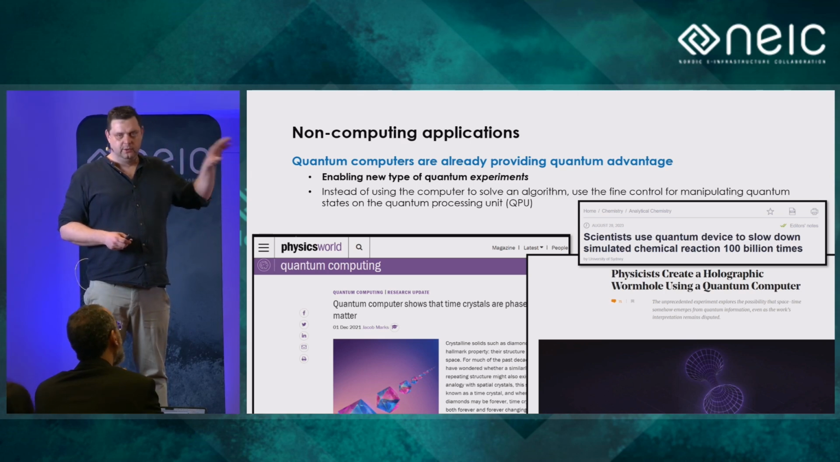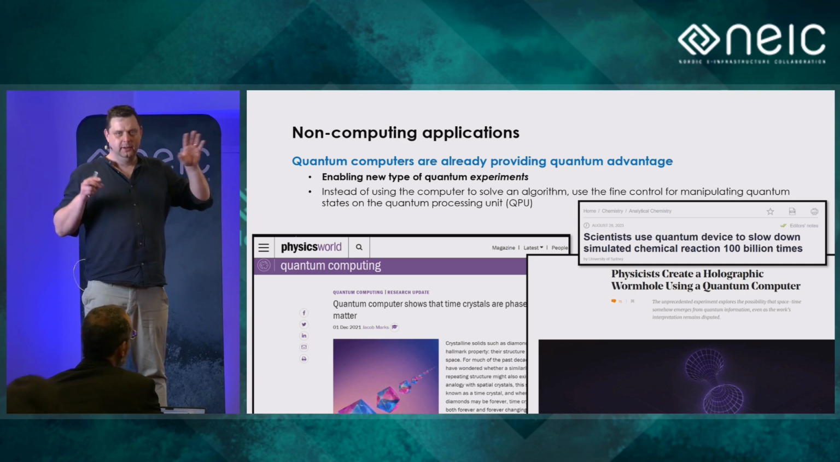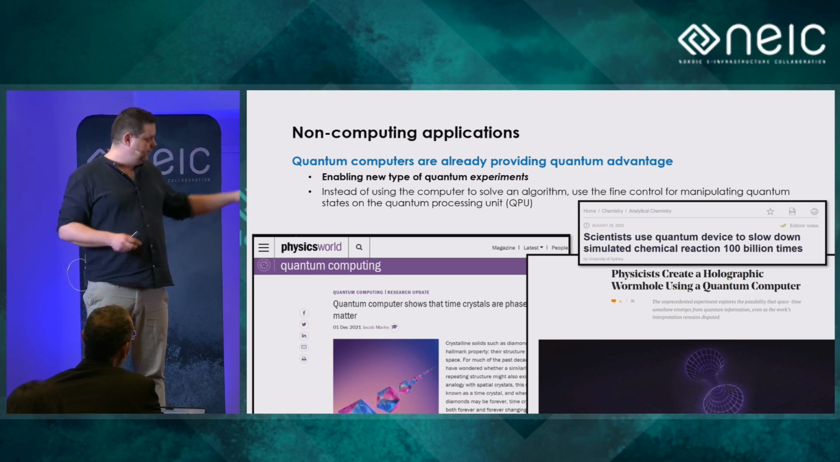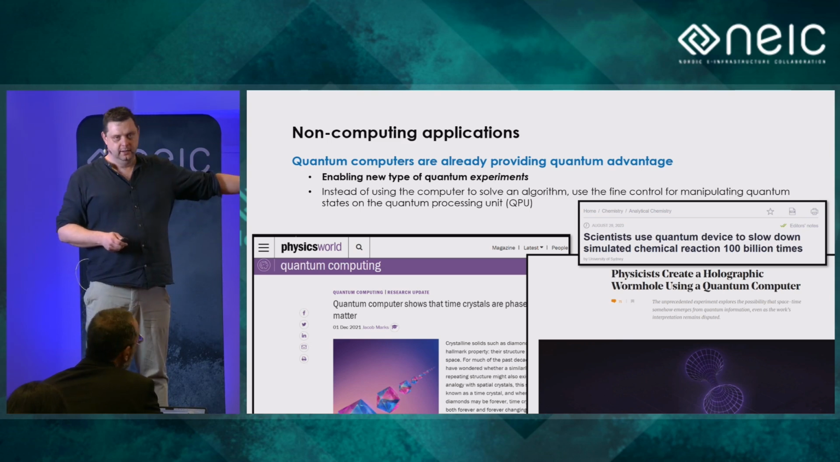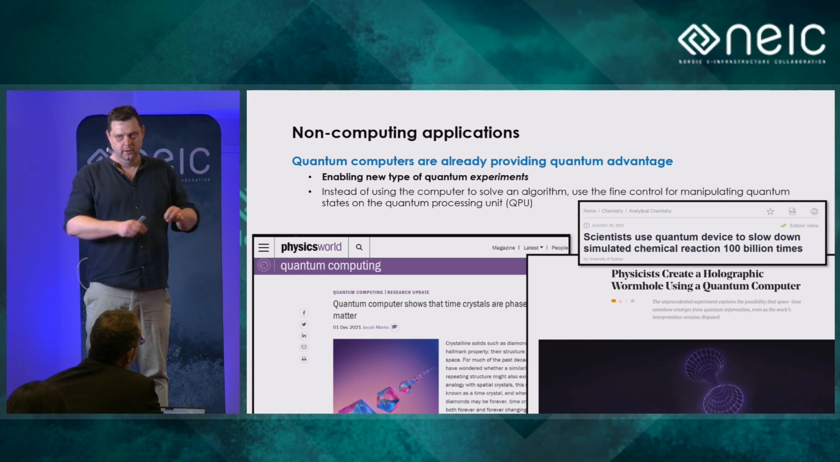But when you do this on a quantum computer, while you are studying whatever phenomena you're studying, you are in a way creating that physical state. So you are actually creating a sort of a black hole. You're creating a sort of a wormhole on the quantum processing unit, while you are at the same time studying how it evolves and what happens.